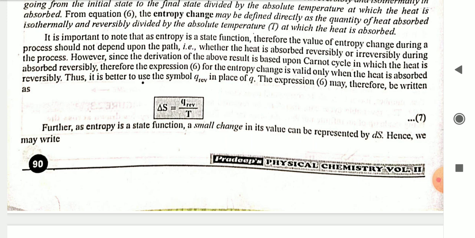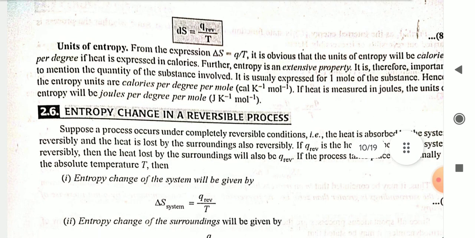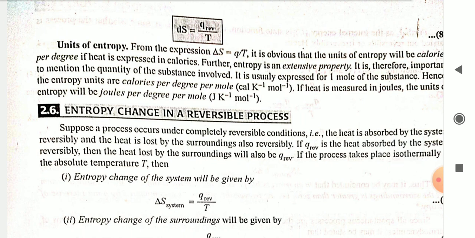The expression may be written as del S is equal to Q reversible by temperature. For the entropy is a state function, a small change in its value can be expressed by dS, and it can be written dS is equal to Q reversible by temperature. Unit of entropy. From the expression dS is equal to Q by T, it is obvious that the unit of entropy will be calorie per degree if Q is expressed in calorie.